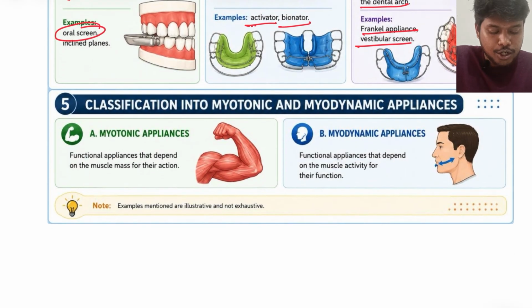Next one is classification into myotonic and myodynamic appliances. Myotonic appliances means the myofunctional appliance will work on the basis of the mass of the muscles. How much muscle is present? That will be the main focus of myotonic appliances. And myodynamic appliances means the functional appliance depends on muscle activity, on how the muscles are working. Okay, these are the classifications.